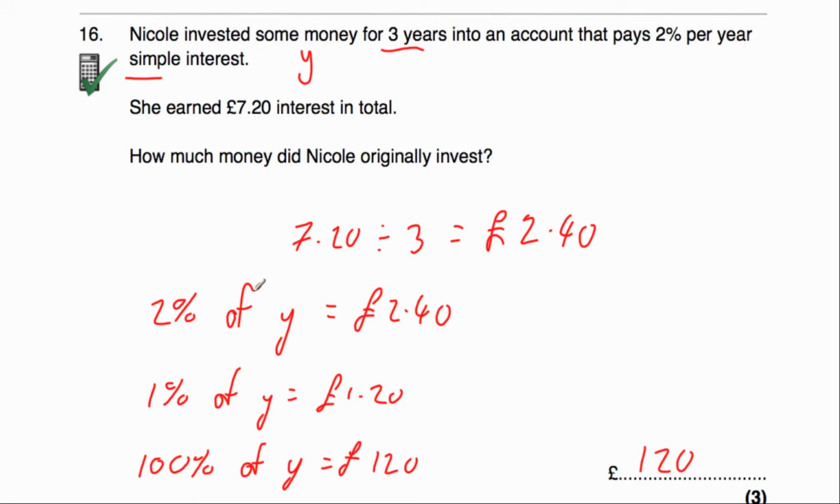Alternatively, if we knew what 2% was, we could have just multiplied by 50 to get 100%, and if you multiply £2.40 by 50, that would also be £120. And again, we can check our answer. If you take £120 and work out 2% of it, that's £2.40, and if you multiply by 3, that earns you £7.20 in interest. Okay, let's have a look at question 17.